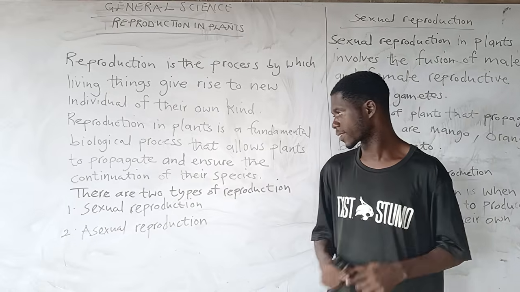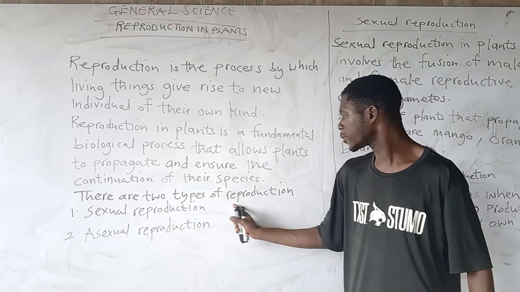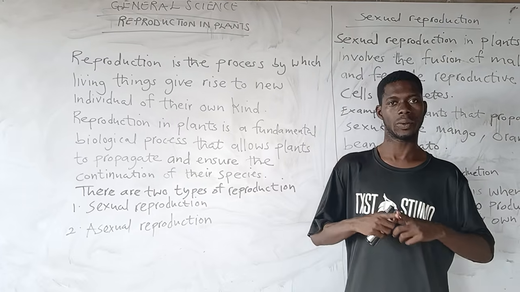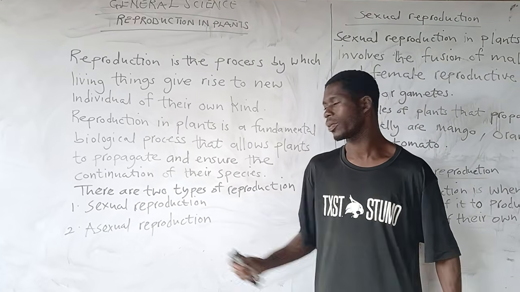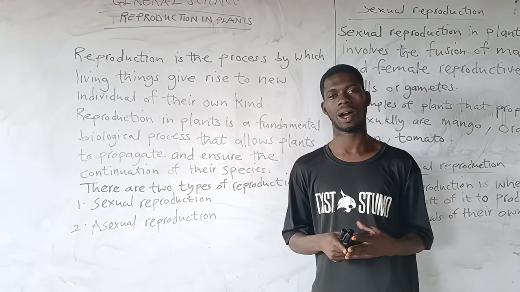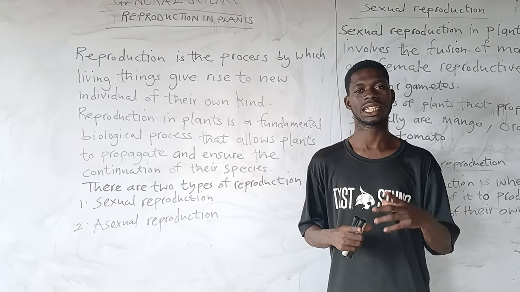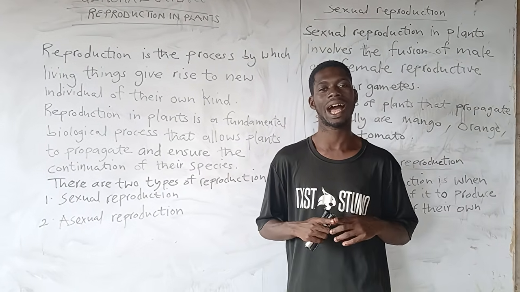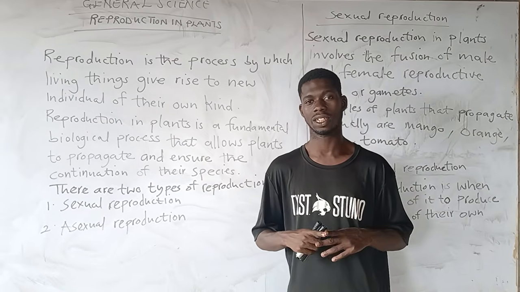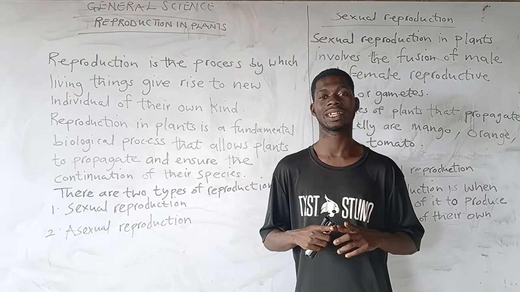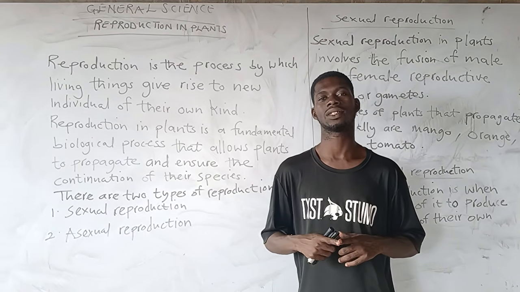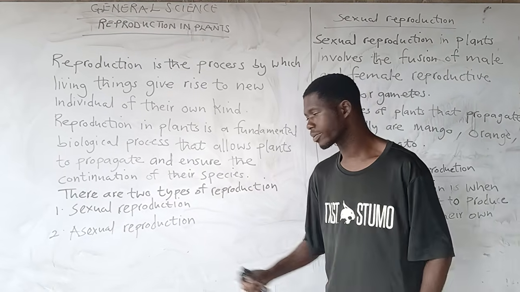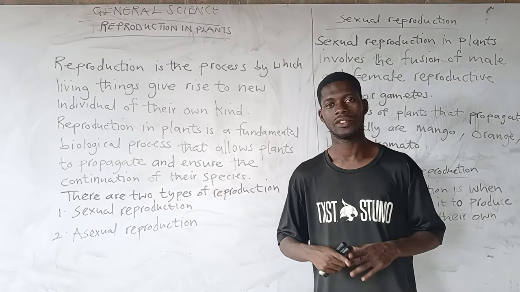Okay, let's continue. There are two types of reproduction: sexual reproduction and asexual reproduction. These are the types of reproduction we have. Now we are going to take them one by one and explain further.